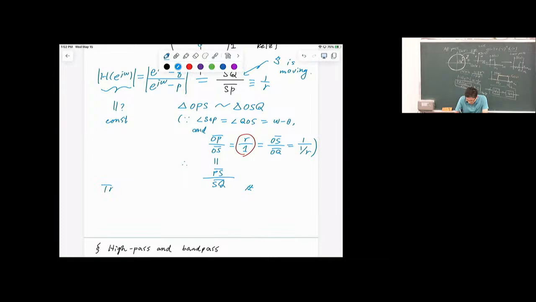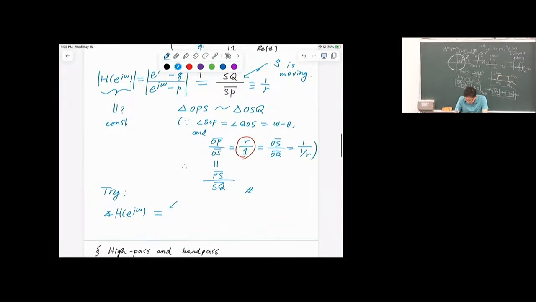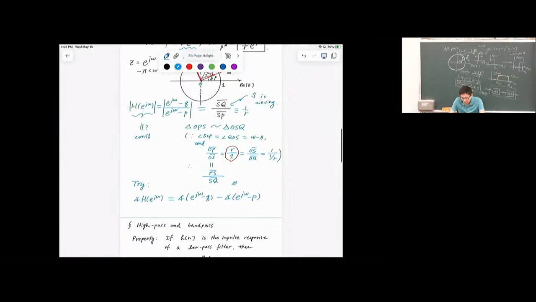The phase response, what will happen for the phase response? It should be equal to the difference between two angles: the phase of e^{jω} minus q, subtracted by the phase of e^{jω} minus p. So that's the phase response, and you can also talk about a geometric interpretation for it.